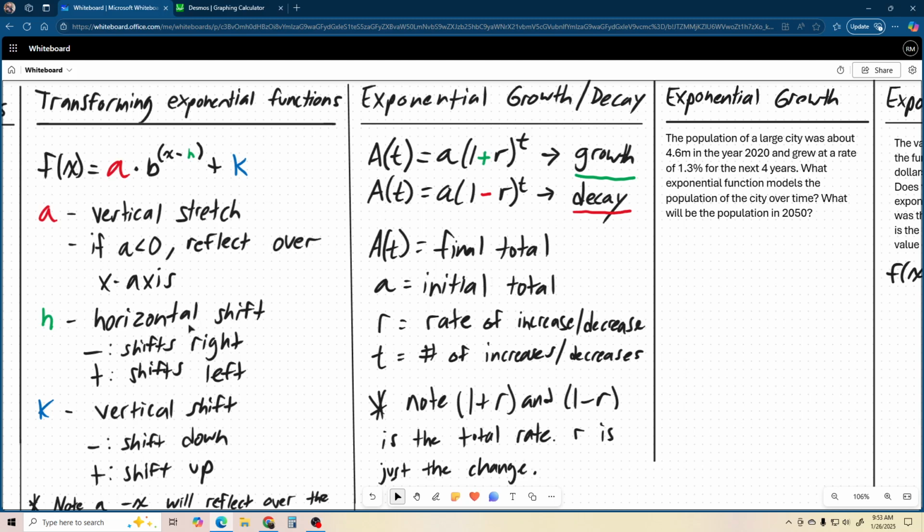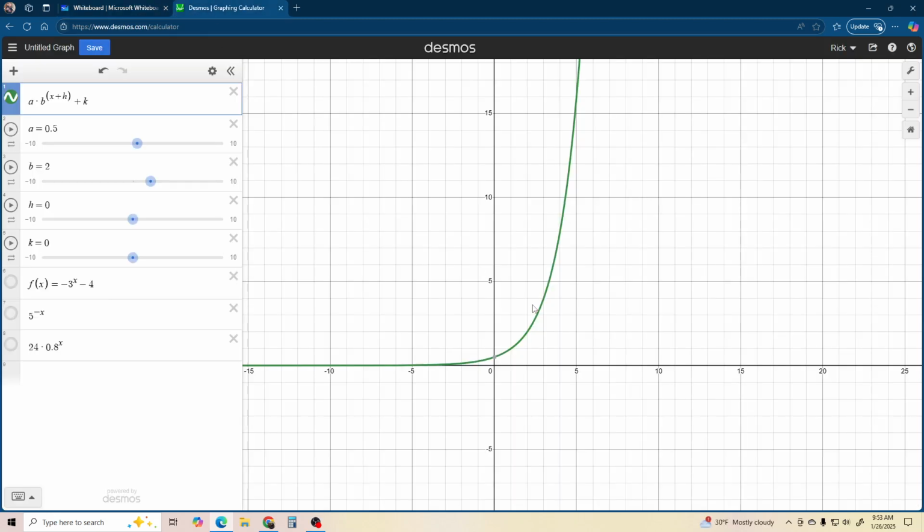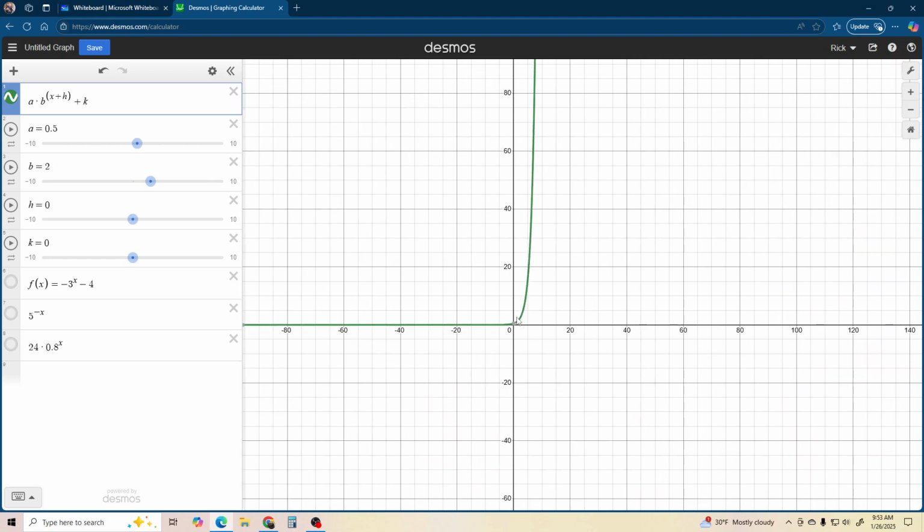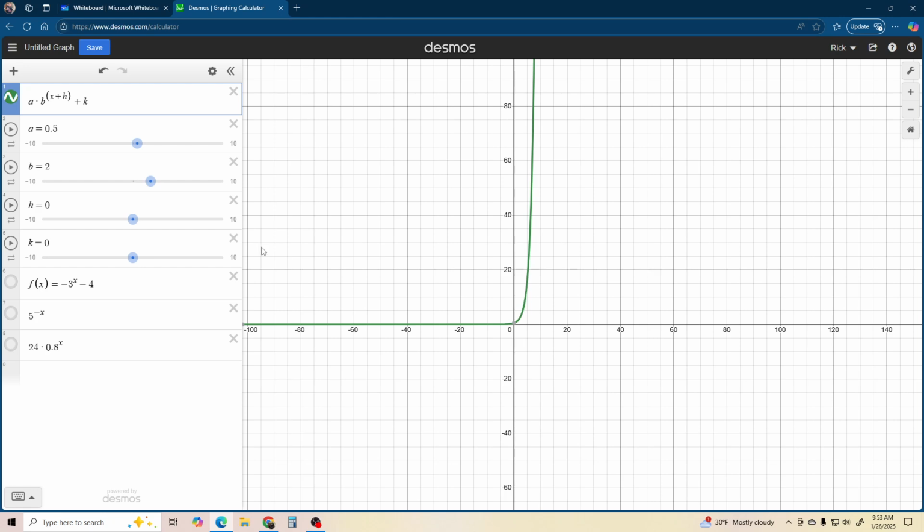All right, so h is our horizontal shift. It shifts it to the left and the right. And for this, I'm going to back out a lot because it looks kind of weird if it's up close. Let's reset a to 1, and let's just watch what the h does. As h becomes more and more positive, it shifts to the left. This is 10, and if we looked at the graph, you'd see it shifted 10 to the left. If we shift to the negative, it'll go up to 10, and it'll shift 10 to the right.